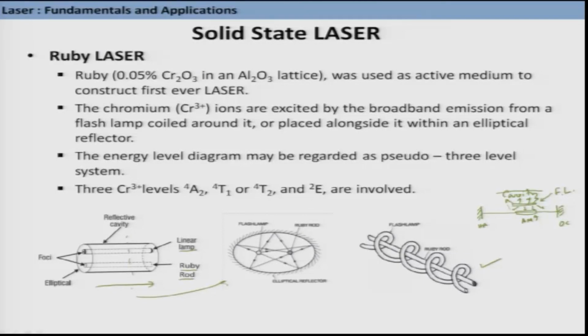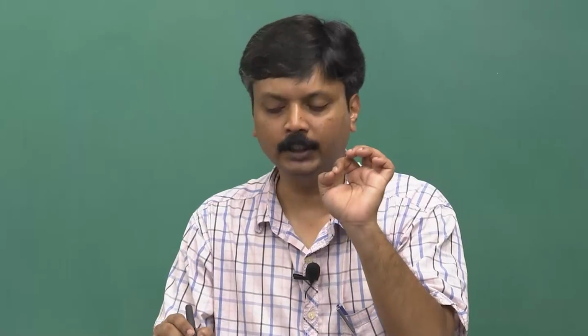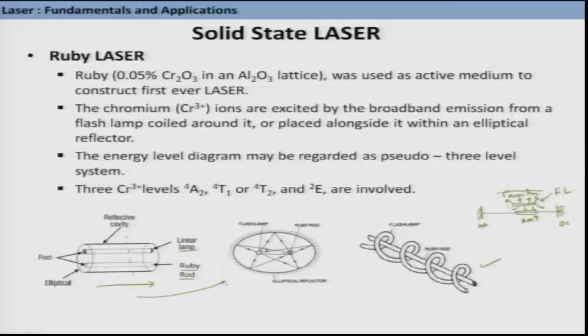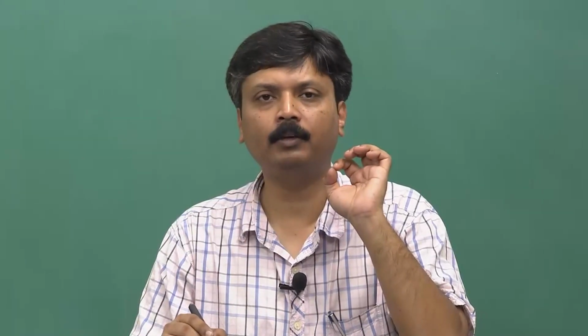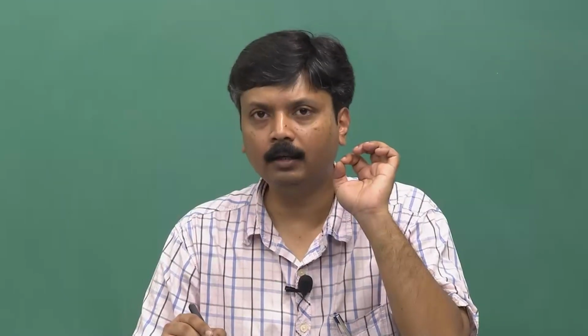The flash lamp gives light. The light can directly go to the ruby crystal, so it can go directly here, but most of the light will go away, correct. Now, wherever it goes, because of the geometry of the ellipse and its foci, it will come back to this particular place. A simple knowledge of geometry will tell you this. So, we are not really losing light from the flash lamp, and the efficiency of excitation is increased by a great amount.